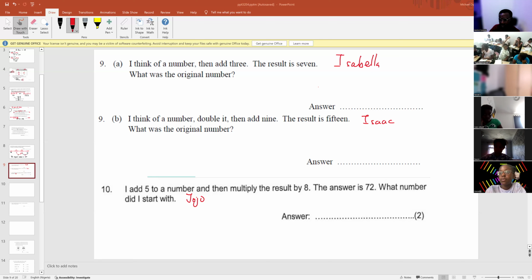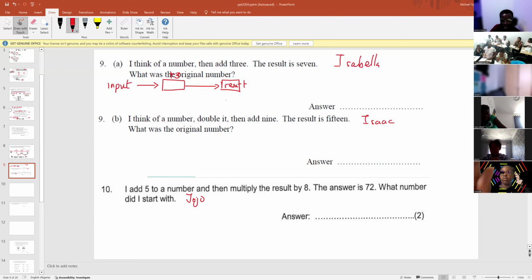So first, you will need to write out your function machine. Inputs are the number. First thing is add 3. Then, oh, the result is 7. Very easy. So it says that it adds 3.